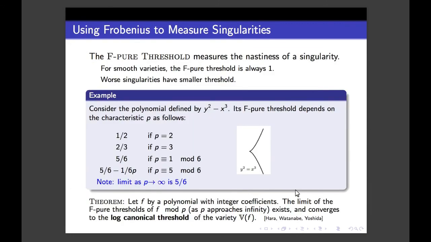Okay, I have two more minutes to describe a numerical measure of singularities. Remember we talked about how it would be nice if we could put a numerical measure on how bad the singularity is. So there's this thing called the F-pure threshold. I'm not going to define it, but the big picture idea is that this is a number we give to a polynomial in characteristic p. So here, for this polynomial, y squared minus x cubed, its F-pure threshold depends on the characteristic. And here I wrote down the formula so you can see it.